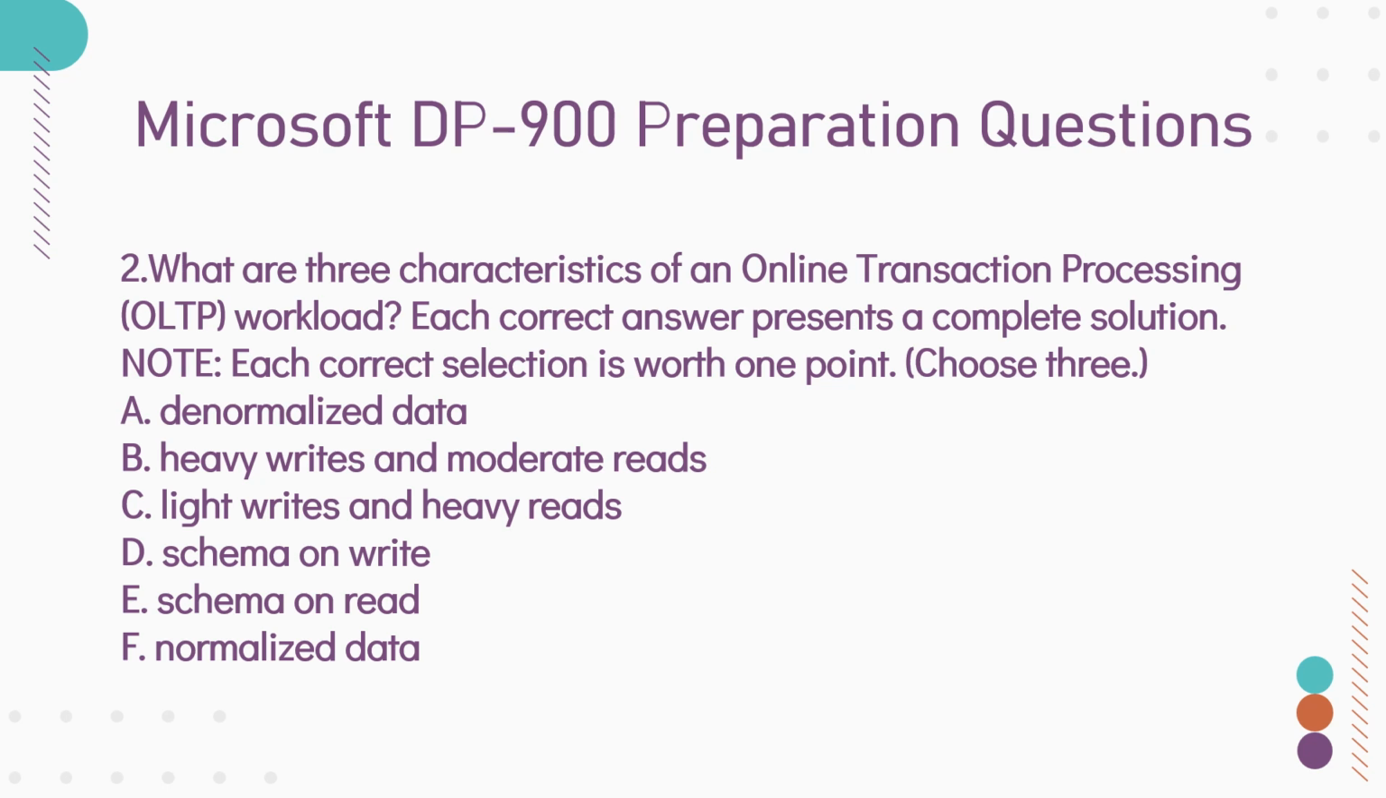2. What are 3 characteristics of an online transaction processing (OLTP) workload? Each correct answer presents a complete solution. Note: each correct selection is worth 1 point. Choose 3. A. Denormalized data. B. Heavy writes and moderate reads. C. Light writes and heavy reads. D. Schema on write. E. Schema on read. F. Normalized data.